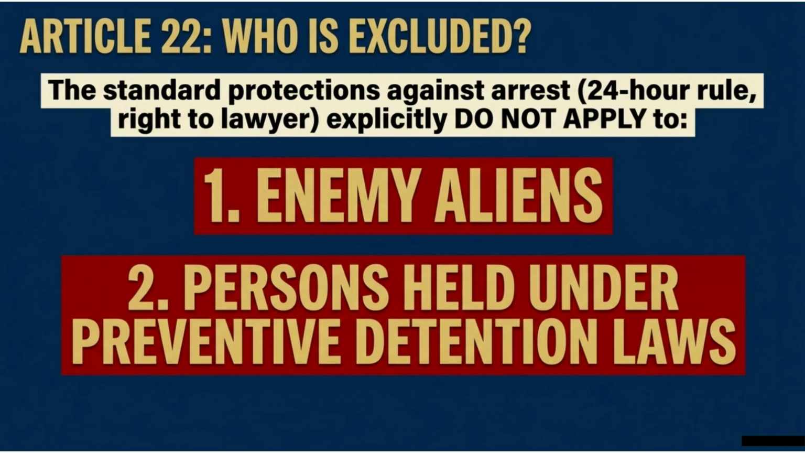When someone is arrested for a crime already committed, they get the full set of protections. But when someone is detained to prevent them from committing a future act considered harmful to state security or public order, different rules apply. That is what we call preventive detention, and Article 22 itself lays out how that works.